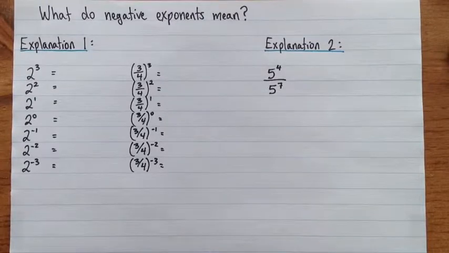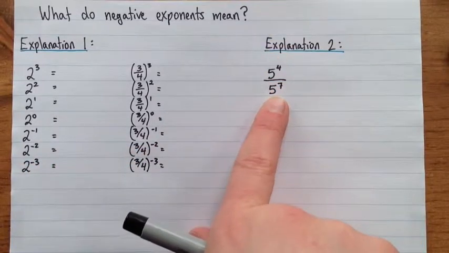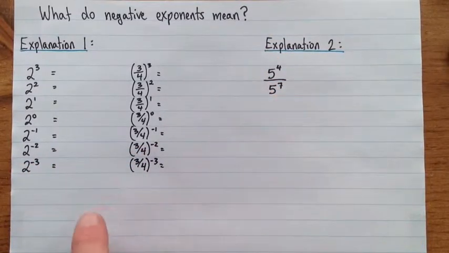So I'll come up with this explanation. I'll look at it two different ways. One is just looking at patterns, and another way is using exponent laws. And then at the end of this video, I'll give you a definition of what a negative exponent does.